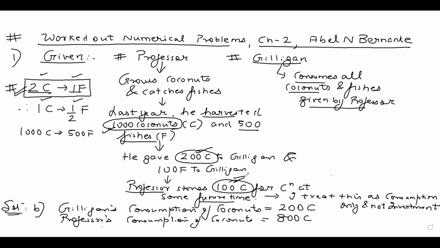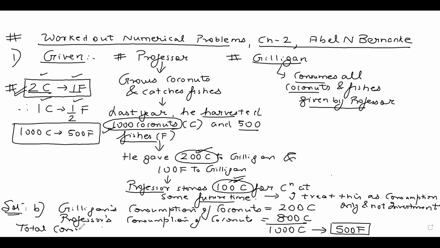So Gilligan's consumption of coconuts is 200 coconuts. Professor's consumption of coconuts is 800 coconuts. Total is 1,000 coconuts. And if I convert them in fish, because we have to write the answer in terms of fish, 1,000 coconuts are equal to 500 fishes. So this is my total consumption of coconuts in terms of fishes. Okay, so I can write that total consumption of coconuts is equal to 500 fishes.